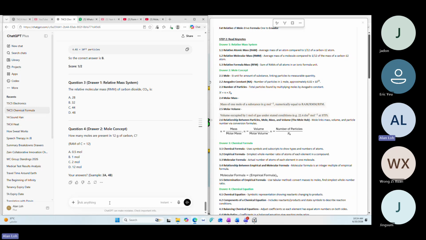Relative molecular mass, RMM, is... C. Number 3 is C. Number 4 is... what about number 4? Eric, you're still with us?